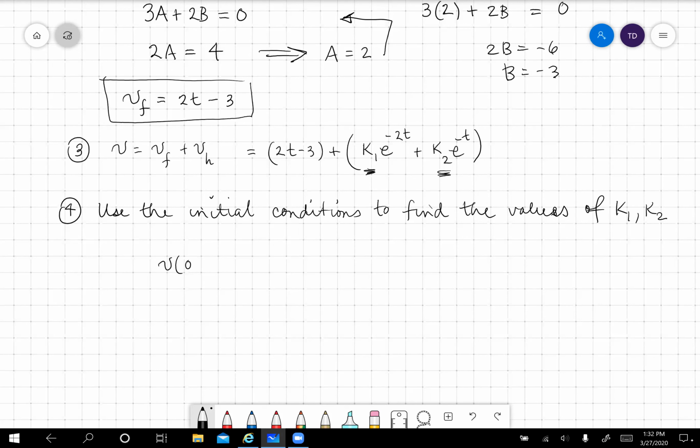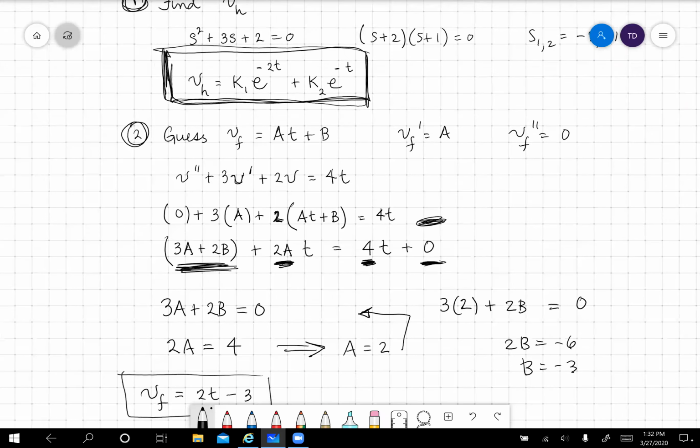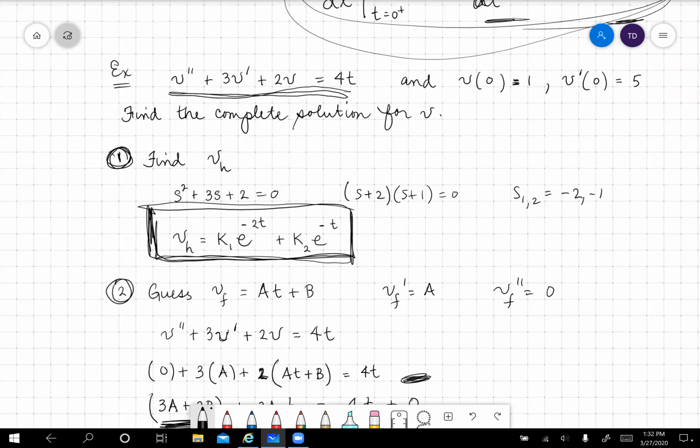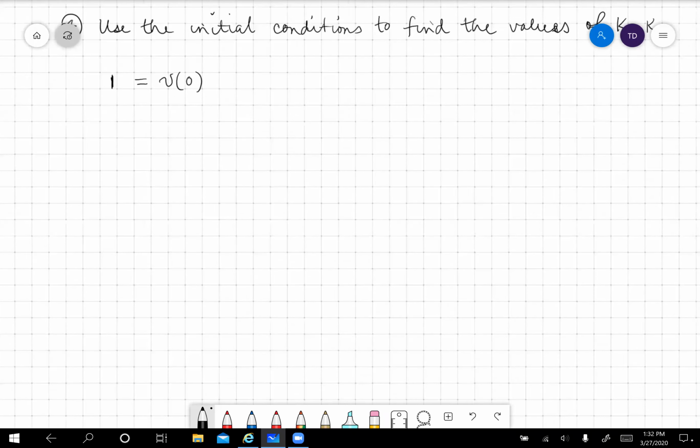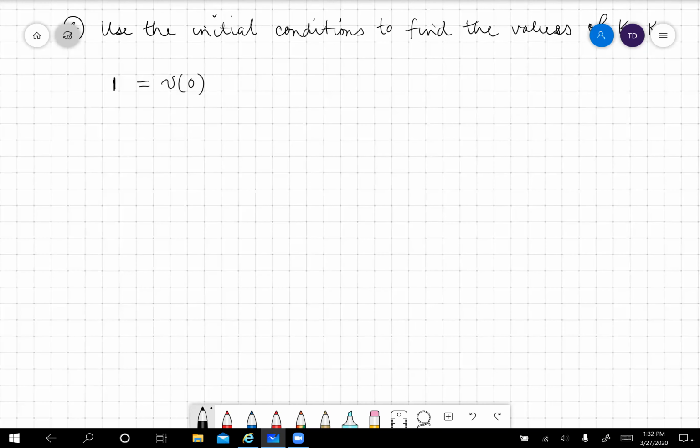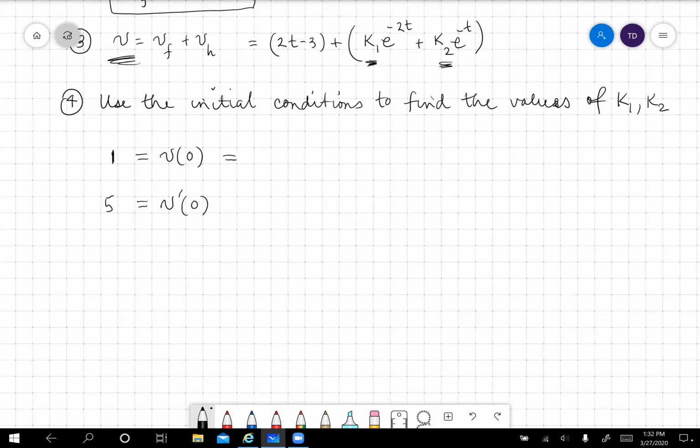V at 0. On the left-hand side of V at 0, I'm going to put in the value that was given to us. And that value was 1, I believe. Just double check that number. V at 0 is 1. So I start there, and underneath it, I write V prime at 0, and that was given to us as 5. Then on the right side, I use this V here, and I evaluate by plugging in t equals 0.